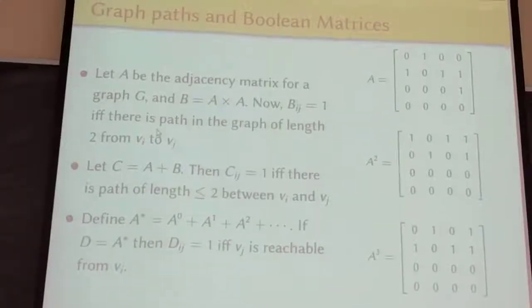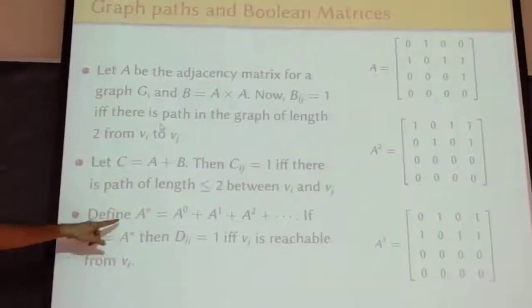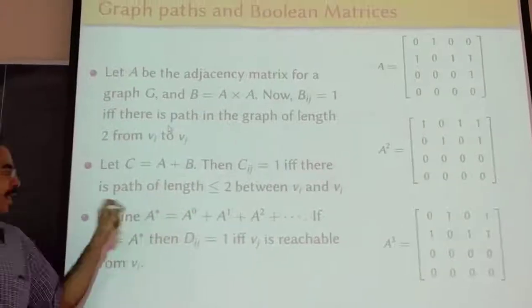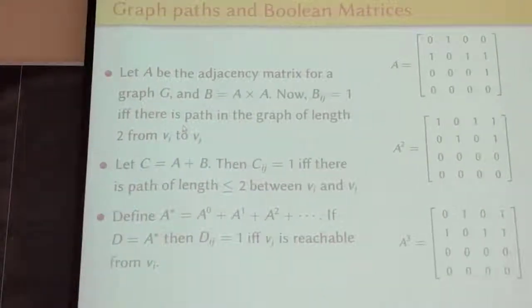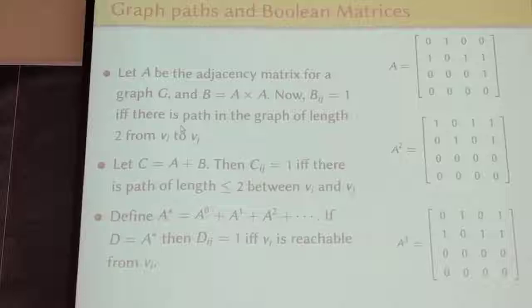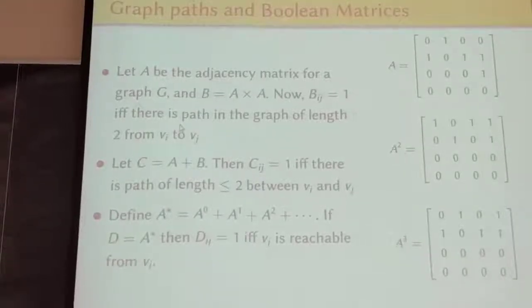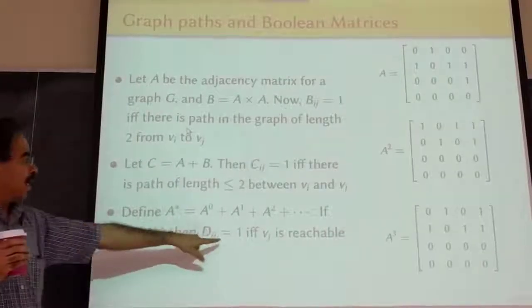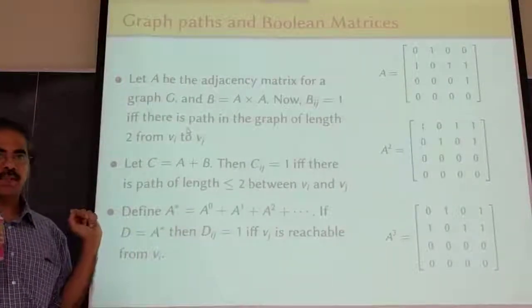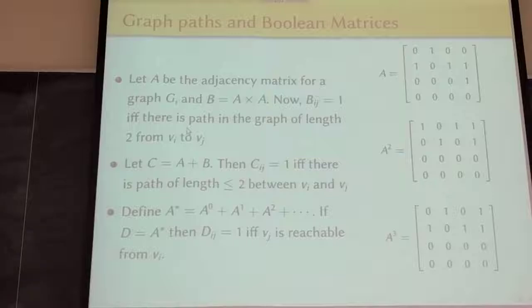Because essentially what A star is going to say, based on this intuition, is that A star is going to be 1 if there's a path between i and j of any length, then A star of ij will be 1, right? So the closure computation on the matrix ends up being a reachability check on the original graph, okay?